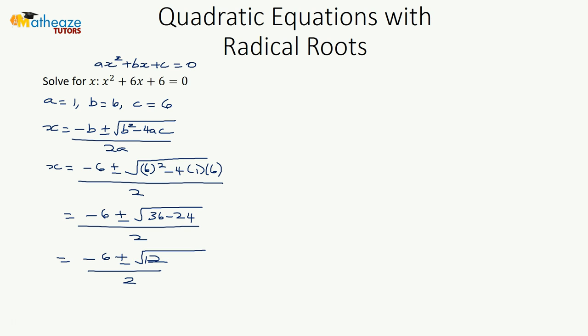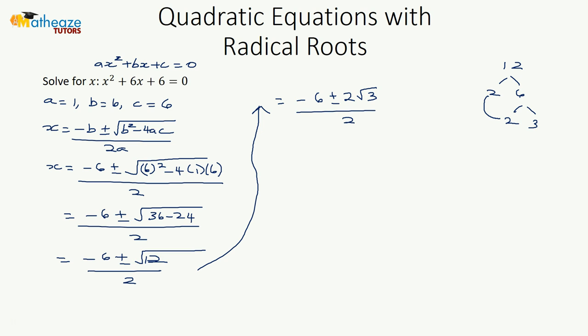over 2. So let's decompose 12. We have 2 and 6, 2 and 3. We can see this is a pair, so we have a perfect square right here, and we have a radical right at 3. So let's bring this up here. This is going to give us negative 6 plus or minus 2 square root of 3 over 2.